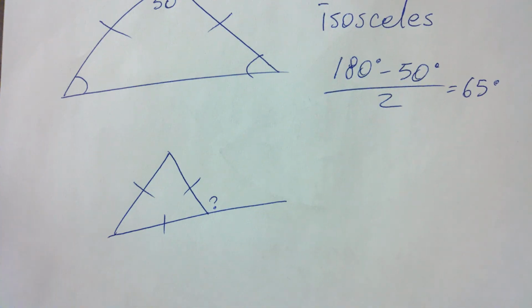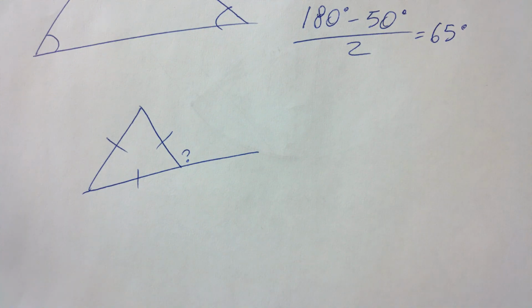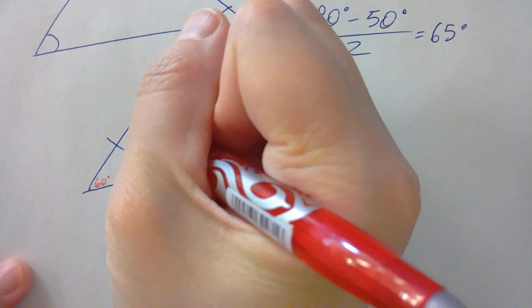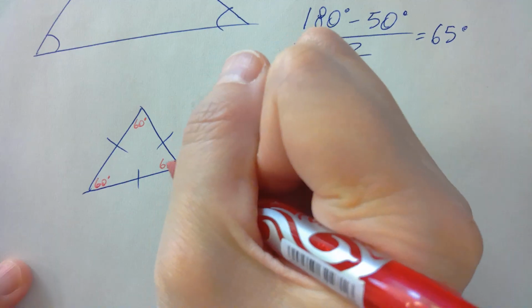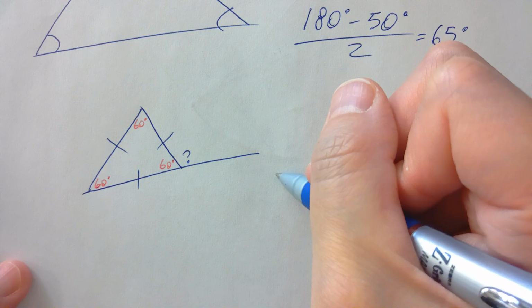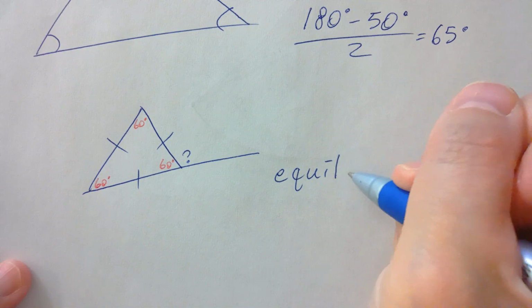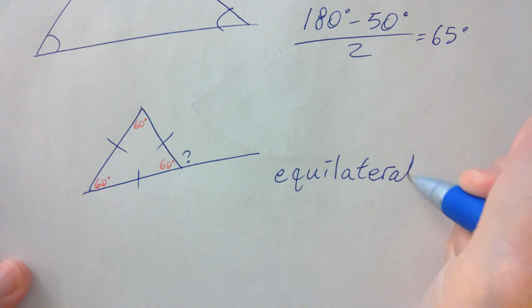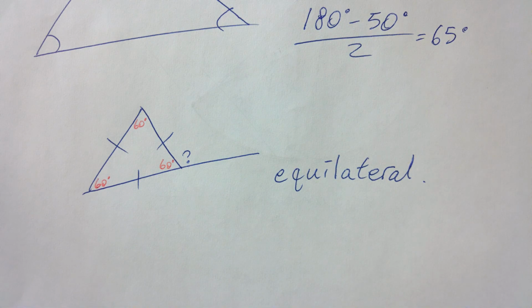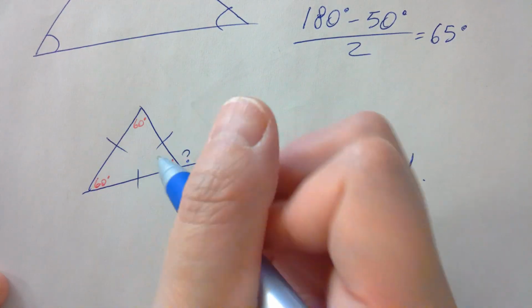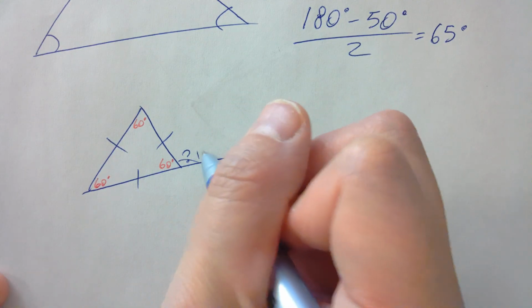What about this one? How did you get that so quickly? Good. Because what type of triangle is this called? How do you spell equilateral? Equilateral. Sound more confident. Yes, that's right. Equilateral triangle. Because it's an equilateral triangle, all three are 60. That means this is 120. Good.